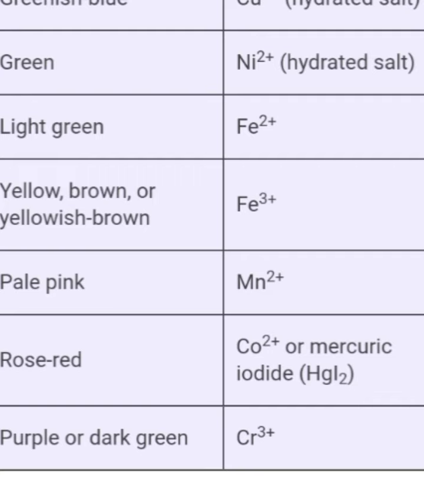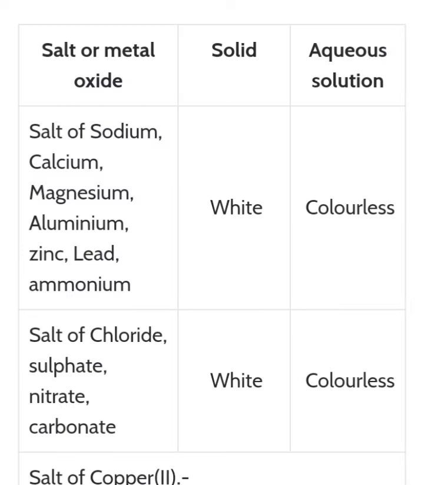Then we have the last one, which is chromium 3 plus, which is purple or dark green. All right, these are some other colors in addition to what we have done before. The ones we have identified before are still present here, but written in another form.